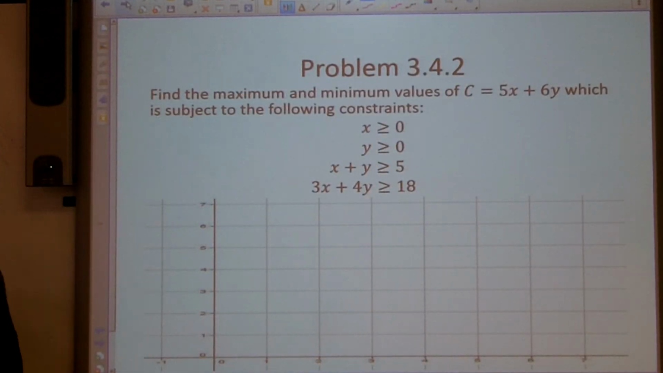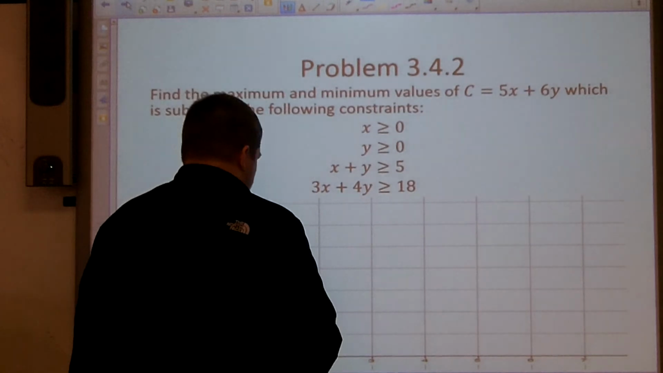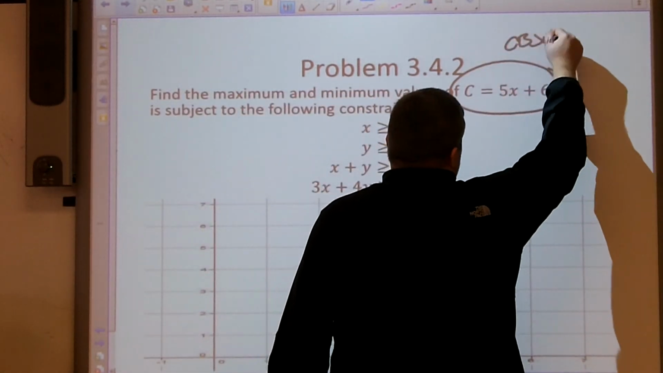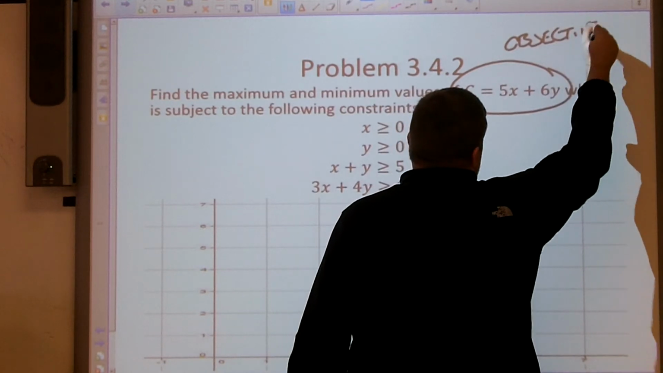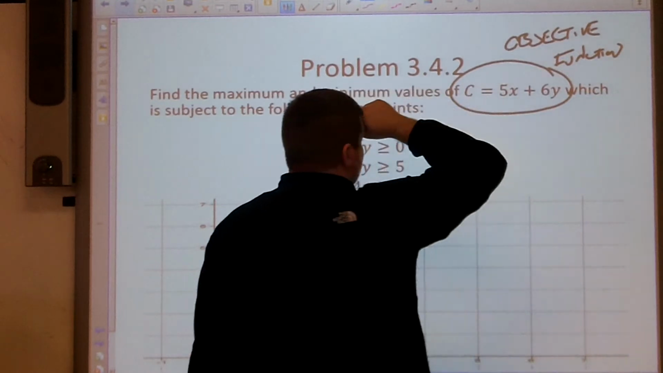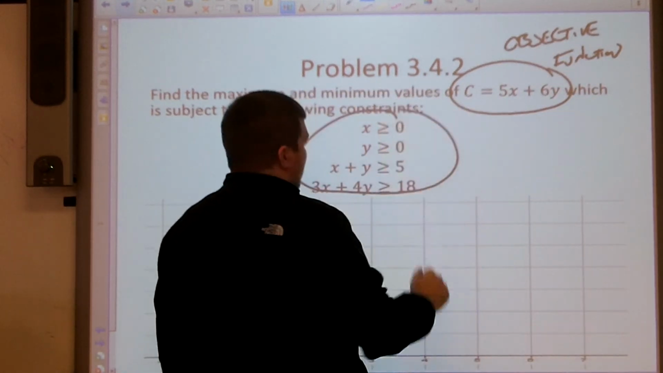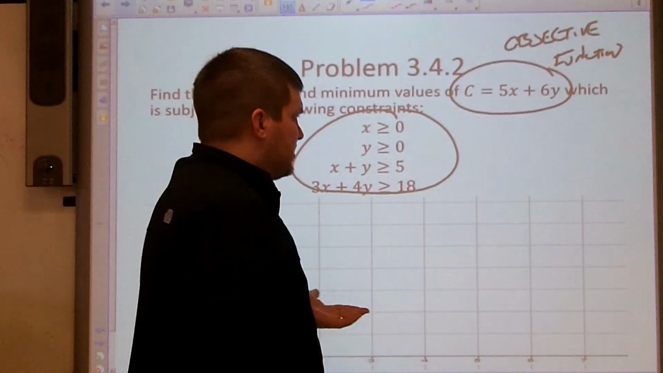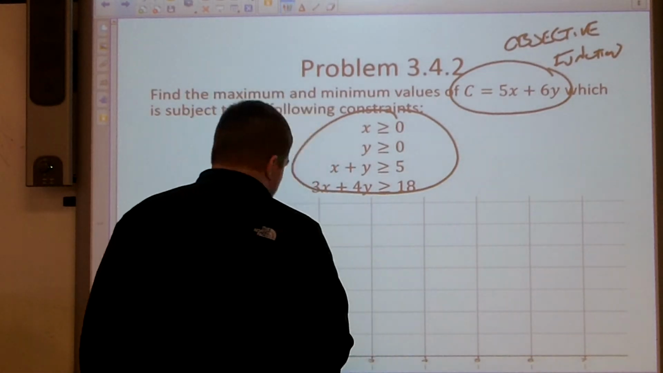Find the maximum and minimum values of this objective function. So here, this is the objective function, and you might want to write that down every time until you're comfortable. These are my constraints. I've got 4 constraints this time, so that kind of implies that I should have 4 vertices, I think. So let's find out if that's true.